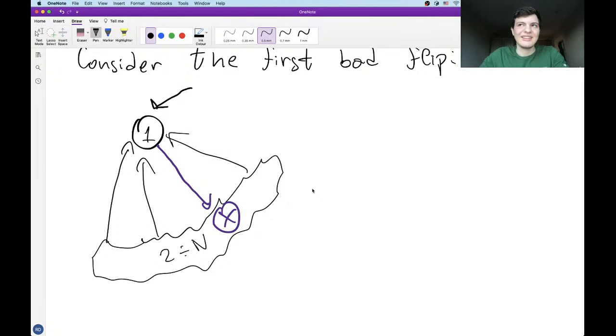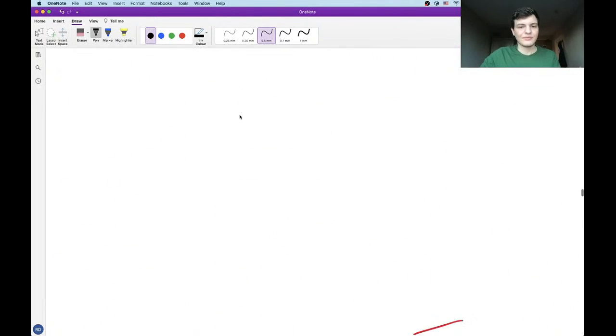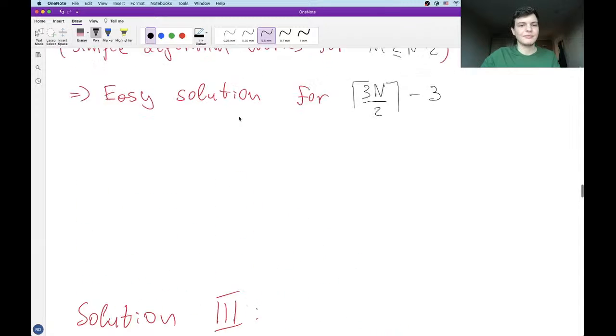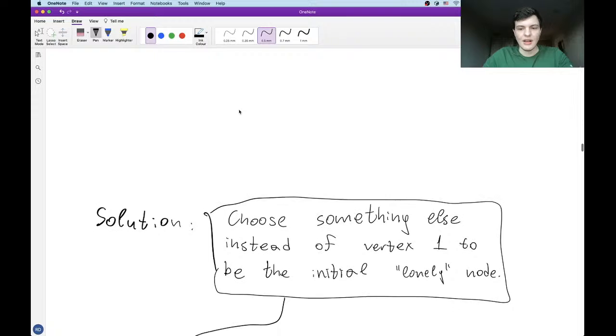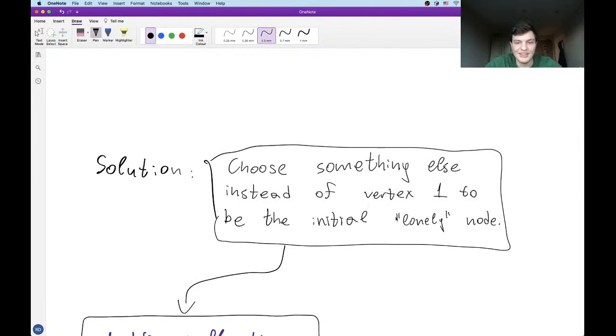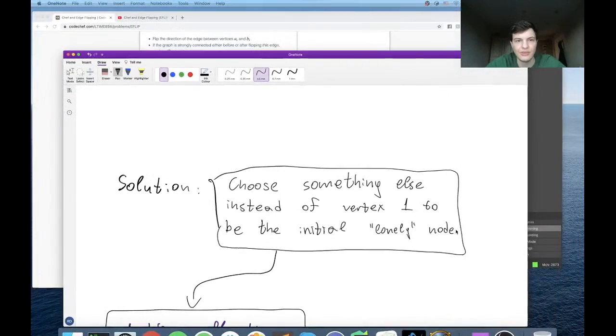The main idea is that the solution is based on this fact. Instead of having a fixed 1 here, let's have an S, which will be some constant vertex. So basically the solution is to choose something else instead of vertex 1 to be the initial lonely node. Before that, I'm just going to quickly see whether there are some questions.